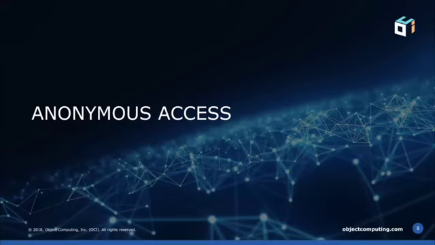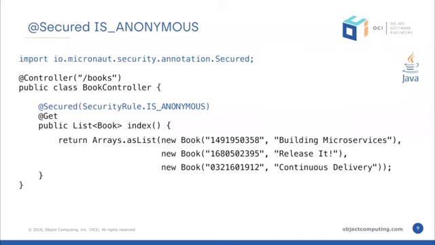So we said that when we turn on security, by default, every request was being rejected with a 401. So how do I allow anonymous access to an endpoint? There are several ways to do that.